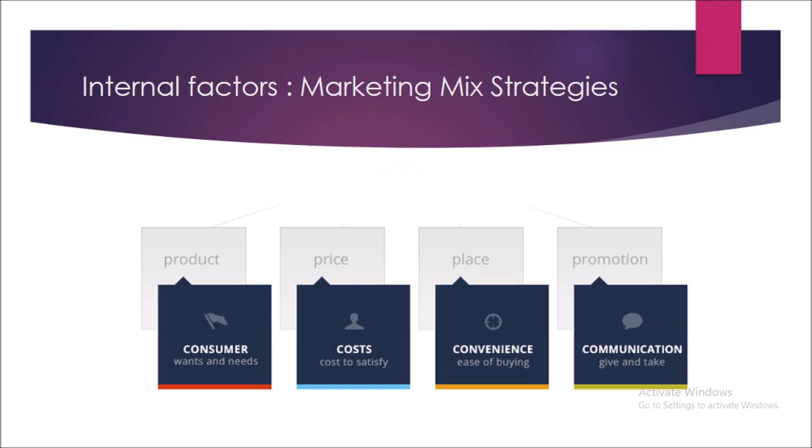When it comes to place, that is the convenience of the buyer to buy it. When it comes to promotion, that is the way that we communicate to the consumer. The way the consumer receives the communication is the promotion. So these are the marketing mix strategies, and how they affect pricing.